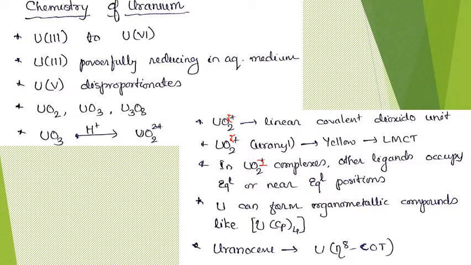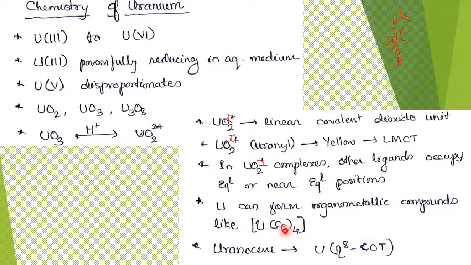Other ligands: see these two oxide ligands, how they occupy, they form a linear unit. If I have to draw it, uranium is here, double bond O, and double bond O, something like this, and overall it is 2 plus charge. This is your uranyl unit. So other ligands occupy positions which can be called equatorial positions, and everywhere here you can expect other ligands to occupy the equatorial positions, right?